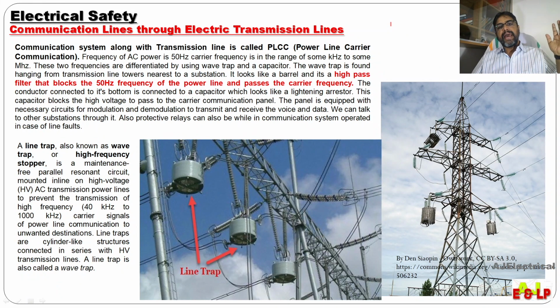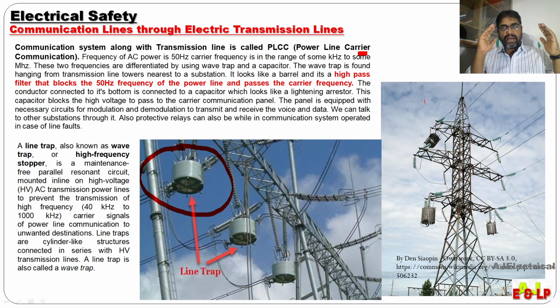See, for years back, we were using carrier communication. See here, carrier communication. You can see a barrel-like piece in transmission towers or the substations. You can see such a barrel. What is it actually? It is called as wave trap or line trap. Through the single line, through the transmission line itself, the supply power of 50 Hertz and the communication signal of kilohertz range will be passed through the single line or the transmission wire itself.